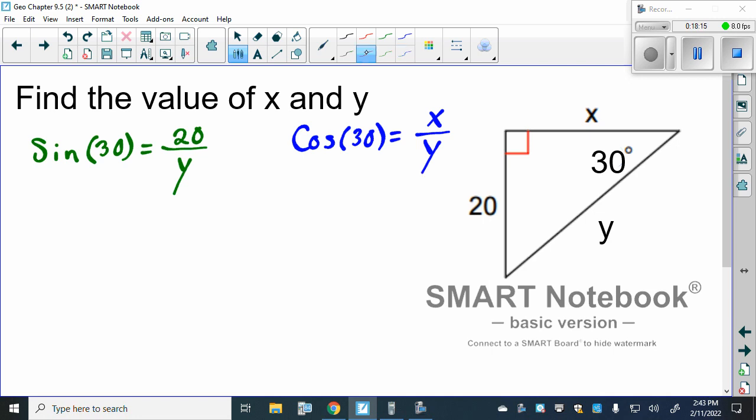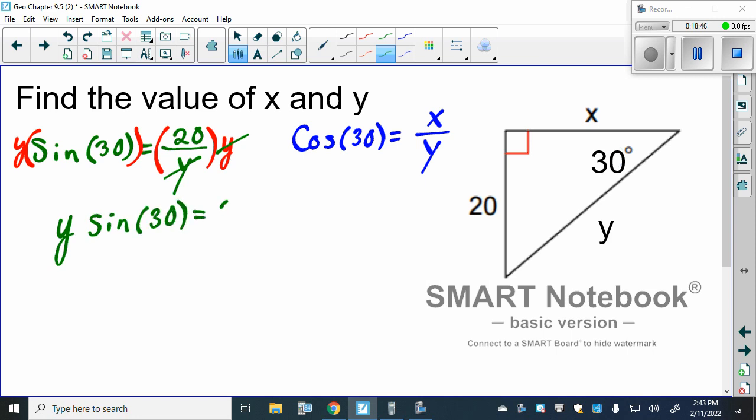So looking at the first one here, sine of 30 degrees equals 20 over y. And in all the ones we've done so far, what did we do first? We multiplied by the bottom of the fraction, yes? What's on the bottom of the fraction here? So we can do the same thing and multiply both sides by y. And over here, the y and y will cancel out, telling us y sine of 30 is equal to 20. Is y by itself? No.